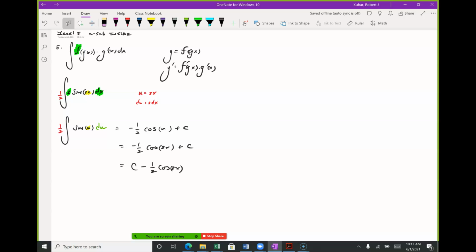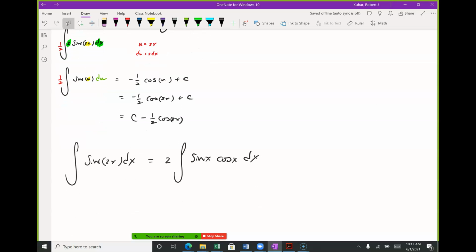this particular problem didn't need to be done with this level. Can anybody tell me how I could rewrite this original function, sine of 2x dx? 2 sine x cos x. Yep, so this is 2 times sine x cos x dx. And I could have done this with a level 4, right? So I like u as sine of x here. And then du is cos x dx.